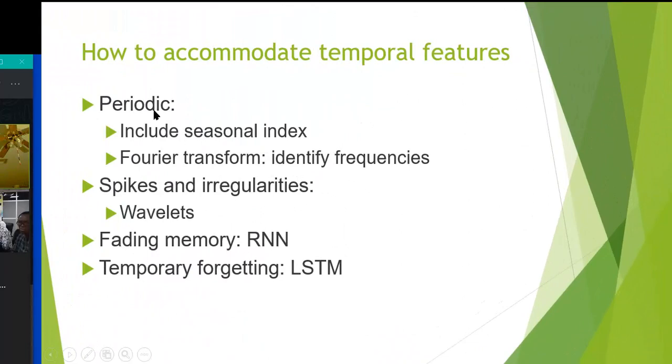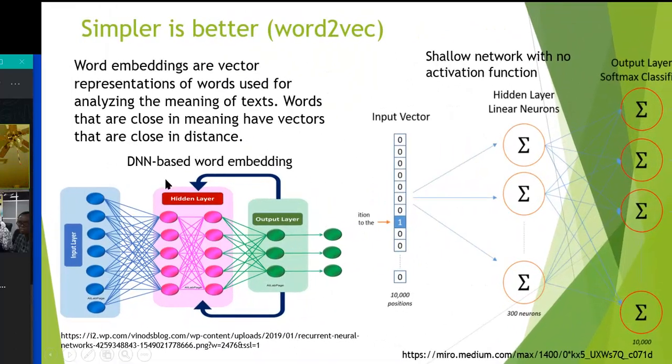Okay. So there are various techniques within deep learning to accommodate periodic data. If you do have periodic data, you can use Fourier transform, which looks for characteristic frequencies. You can include an index that tells seasonality. If your data has other features, there are other techniques for extracting these features.